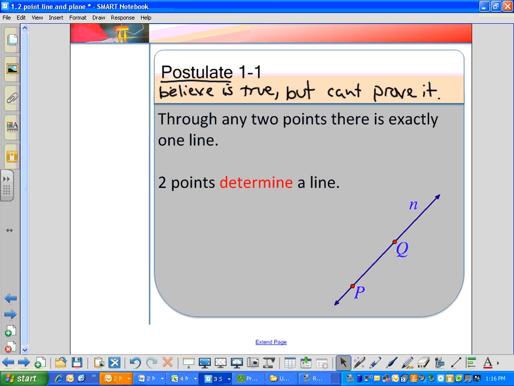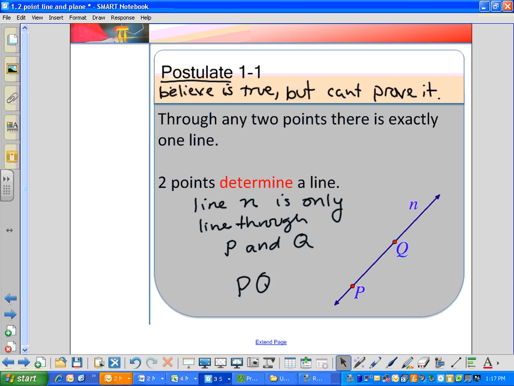So here's an example. Through any 2 points, there is exactly 1 line. Or another way of saying that is that 2 points determine a line. 2 points tell us where that line is, and there's only 1 line that goes through those 2 points. So in this picture that we see here, line N is the only line that goes through P and Q. And of course, another way that I could name this line would be line PQ.